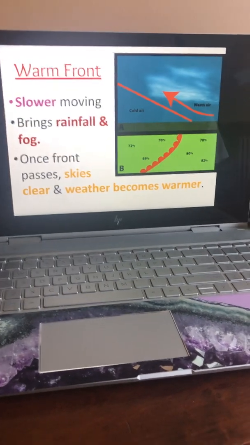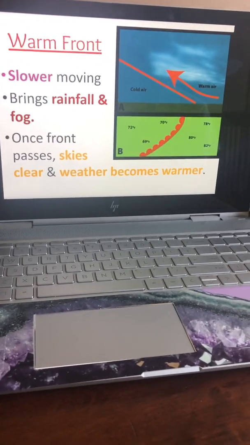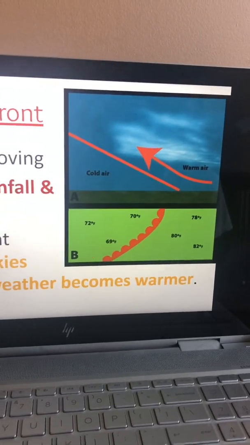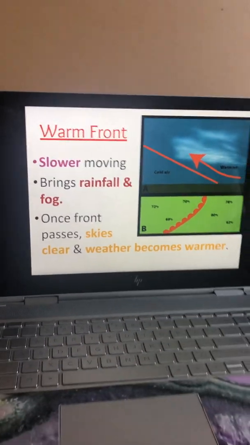And once the front passes, then the sky is clear and the weather becomes warmer. And if we look at this picture, this has half of a circle. That's how they're represented on the map.